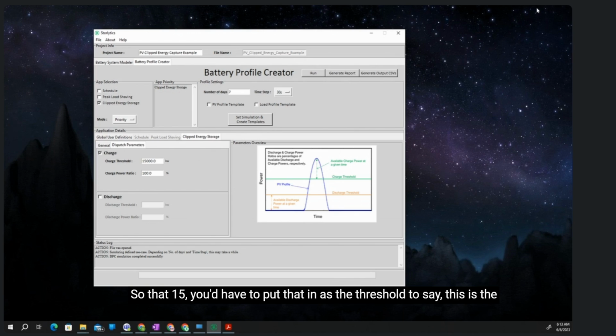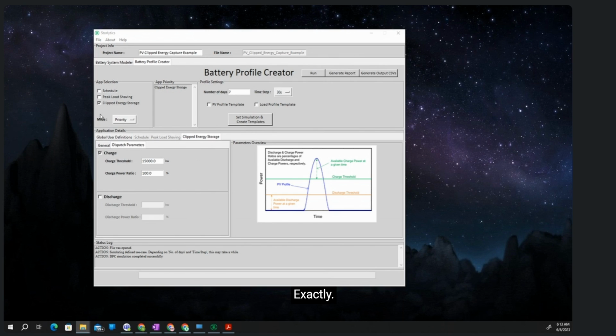Right. So that 15 megawatts, you'd have to put that in as the threshold to say this is the peak load demand across that load profile. That then you'd start storing the energy, not necessarily when there is a surplus. Exactly.